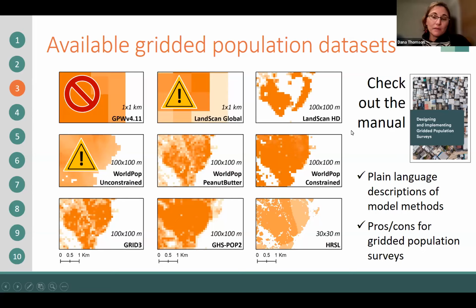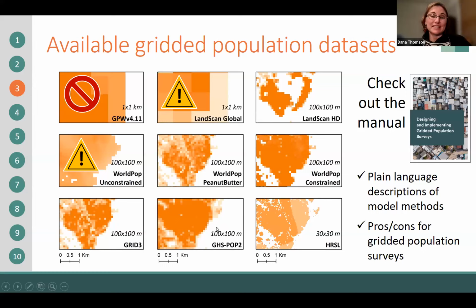And so all of the bottom right data sets, all of them from Grid 3, WorldPop Peanut Butter, LandScan, WorldPop Constrained, Global Human Settlement Layer, GHS-POP, and HRSL, all of these were produced in just the last 3 years. One of them, the GHS-POP data set, was actually released just as we were going to print last year. So these are very hot off the press data sets.